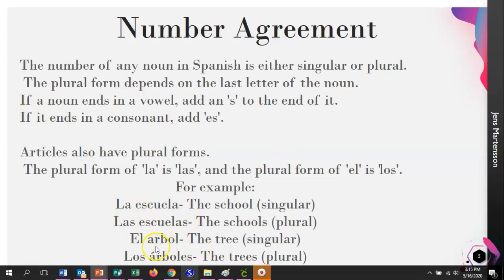Árbol is the tree, el árbol, so it's masculine on top of that, and it ends in a consonant, so we're going to add ES to make it plural, as we see here: los árboles. So articles also have plural forms. The plural form of la is las, and the plural form of el is los.